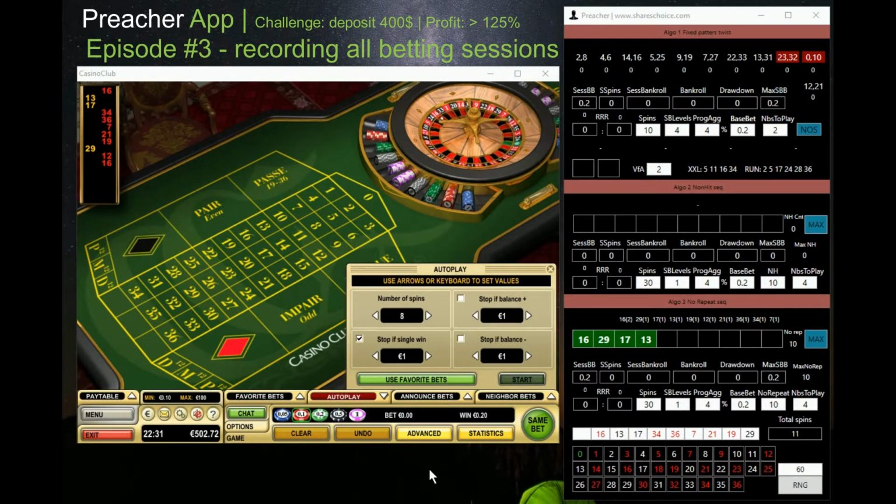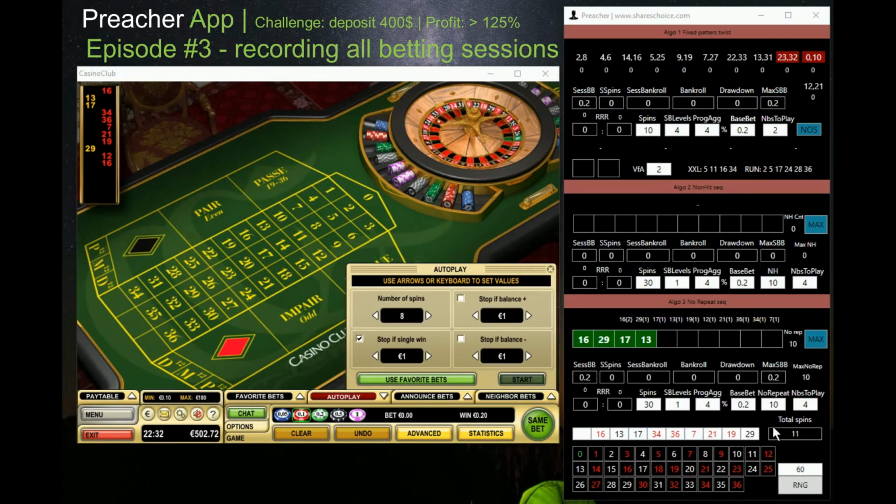And I said that whenever I bet something on a table, I will record that, so you will see exactly how all games or sessions where I bet on a table go. Hopefully I can really make it from 400 to 900 using my pre-trap with the setup for algorithm number 1: 10 spins, 4 levels, and algorithm number 2: 30 spins, and condition non-hit 10 and non-repeat 10.